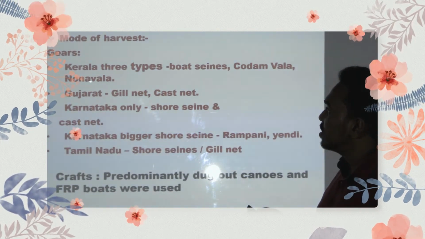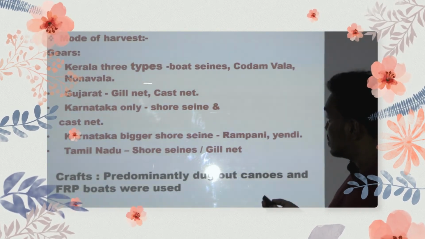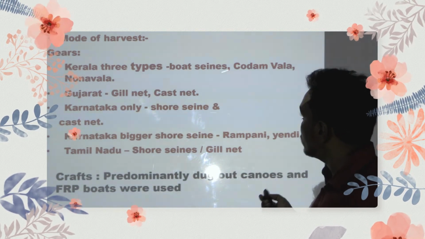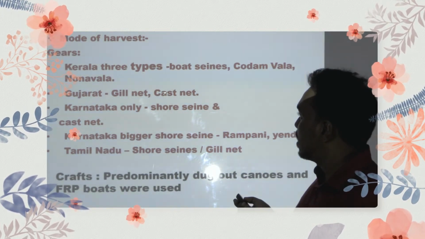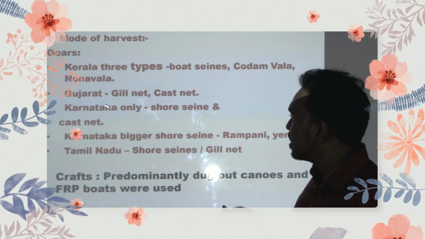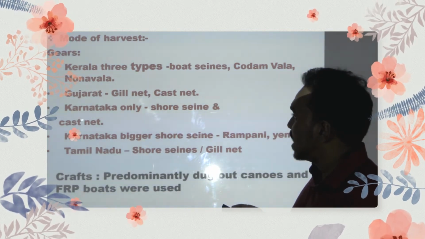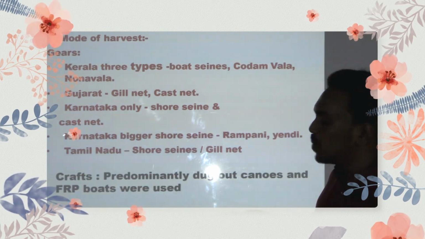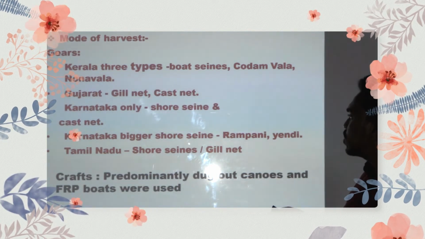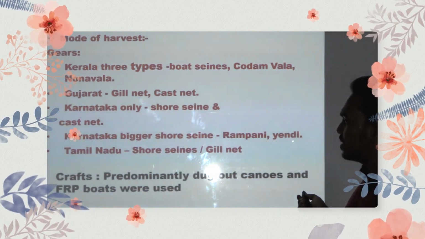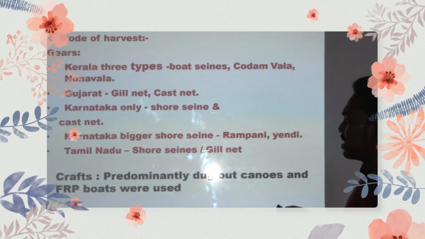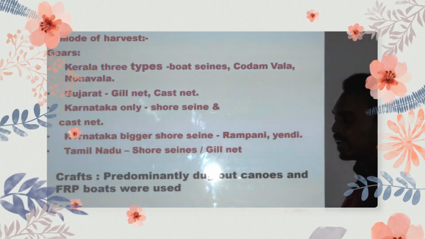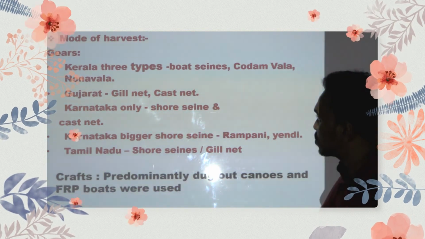They are harvested through three types of gears in Kerala, especially the boat seines, Kolavala and Nonavala. In Gujarat, this is exploited through gill nets and cast nets, whereas in Karnataka, the shore seines and cast nets are used. In the upper parts of Karnataka, the bigger shore seines, Rampani and ring seines are used. In Tamil Nadu, this fishery is exploited through shore seines and gill nets. The craft used are dugout canoes and FRP boats.